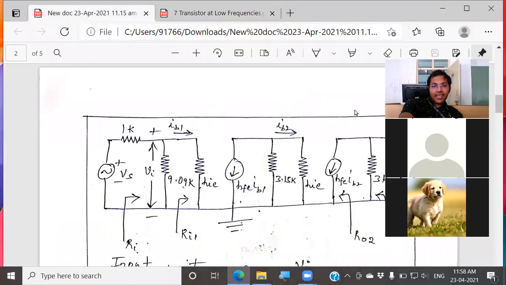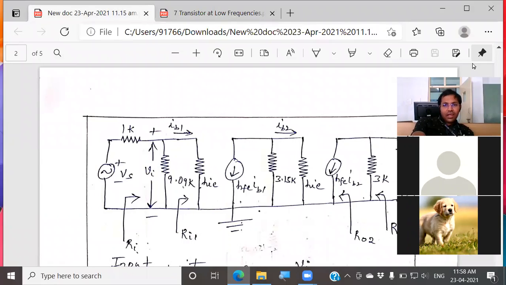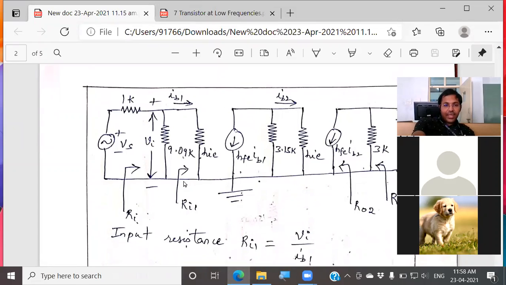Now, very easy. What is RI? We have discussed many times. RI is input voltage by input current. Very good. What is the input voltage here? VI by IB1. Very good. Now, see, VI I am writing here. If I write VI here between the two resistances, is it the same or different? Anybody answer?